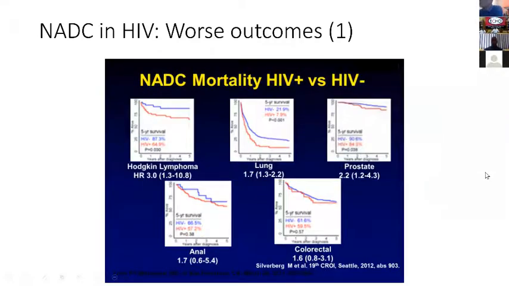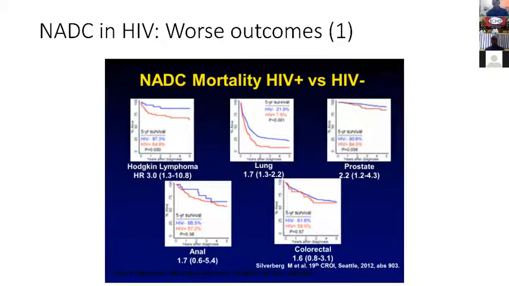So one of the issues with the non-AIDS-defining cancers is that some of them are associated with worse outcomes. The top three, Hodgkin's lymphoma, lung cancer, and prostate cancer, actually have an increased risk of mortality in someone living with HIV versus someone who's HIV negative. In Hodgkin's lymphoma, this is a threefold risk. With lung cancer, it's about 1.7 times the risk, and with prostate cancer, it's twice the risk of mortality.